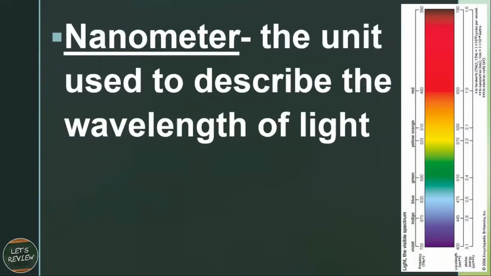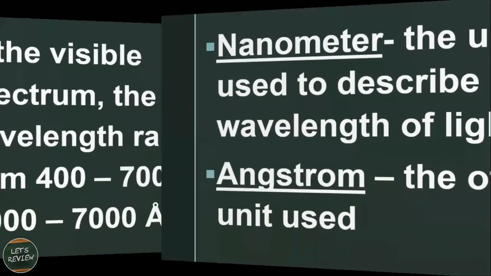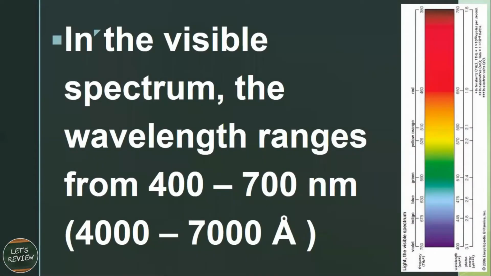Nanometer is the unit used to describe the wavelength of light, and angstrom is the other unit used. In the visible spectrum, the wavelength ranges only from 400 to 700 nanometers, or 4,000 to 7,000 angstroms.